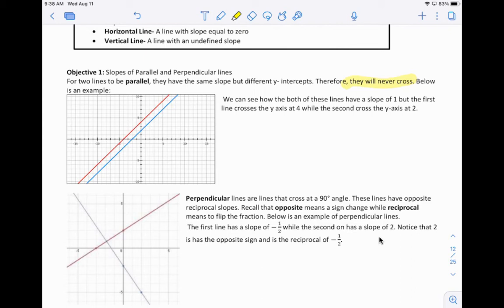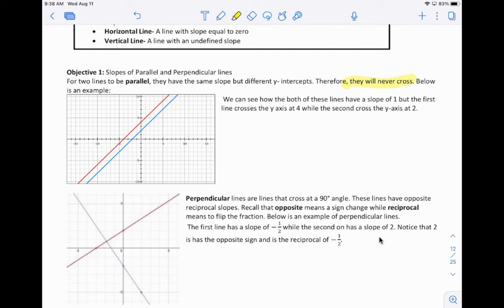What's true about parallel lines is they have the same slope. They have the exact same slope. They have the same steepness. Remember, we were talking about slope in the last section, and that's what makes them never cross. If they're rising at the same rate, up or down, doesn't matter, they will never cross.